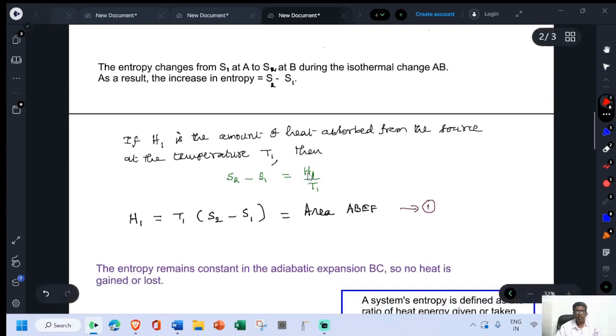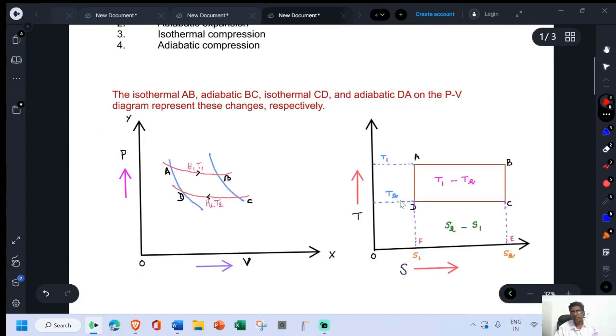From this, H1 is equal to S2 minus S1 into T1. This is equal to area ABEF. See here, the total area, ABEF.